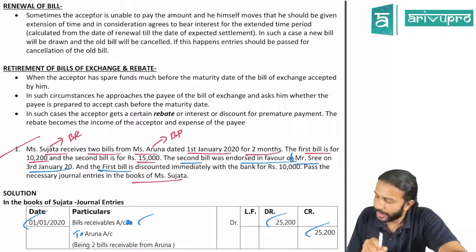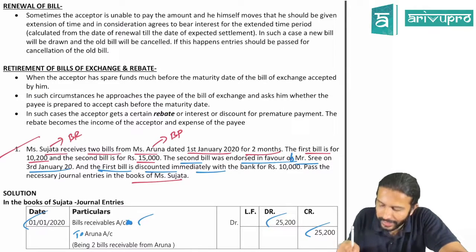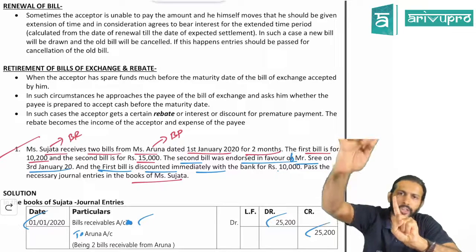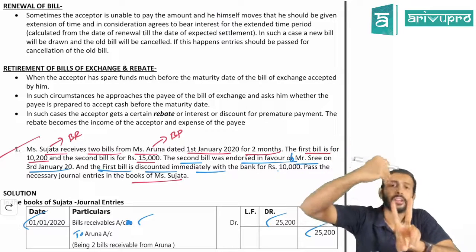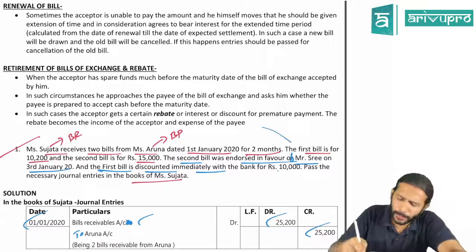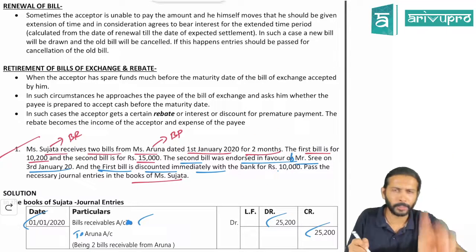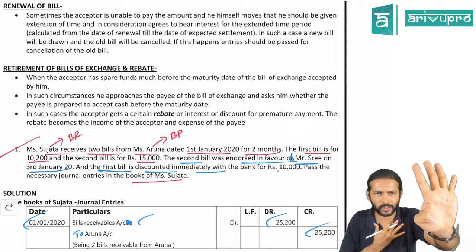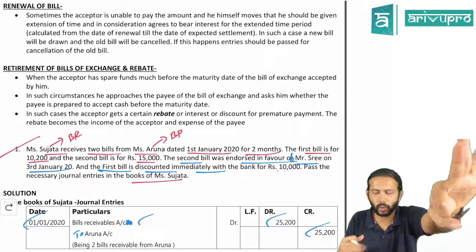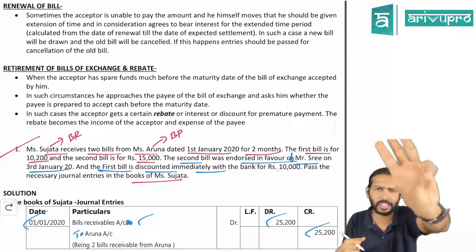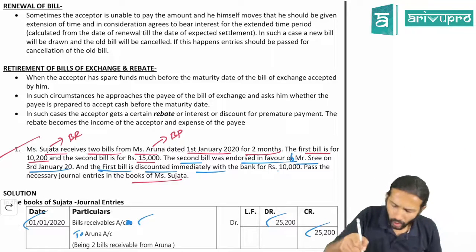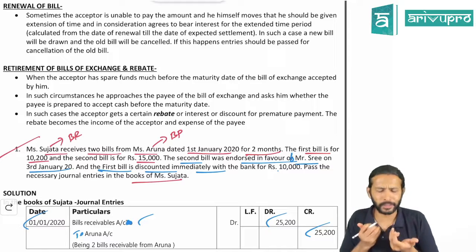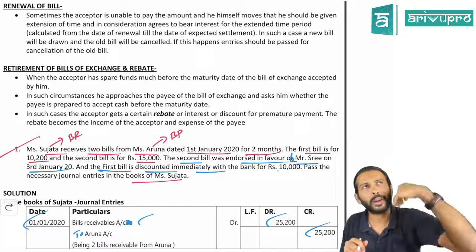And the first bill is discounted immediately with the bank for 10,000 rupees. So one bill you endorsed, another bill you have discounted. That means first option, did Sujata go for first option? No? When you have a bill, there are three options available. One, keep the bill with yourself, or discount the bill, or endorse the bill. These are the three. Any of the three you can do. Did Sujata keep the bill with herself? No. One bill she gave away.